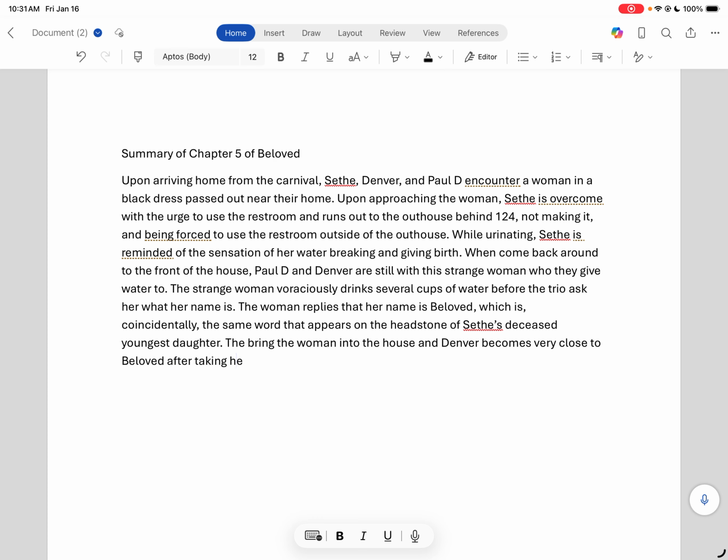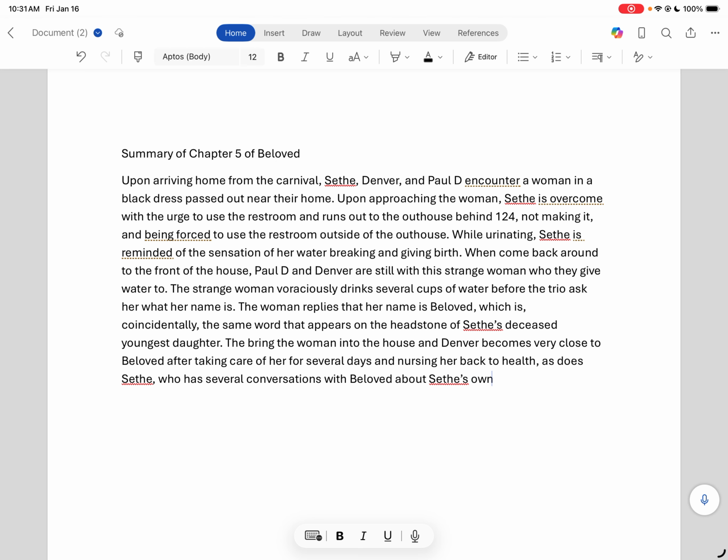After taking care of her for several days and nursing her back to health, as does Setha. Remember that Setha helps with that. She has several conversations with Beloved. Most of the conversations center around Setha's past. Okay, so I'm going to actually add that as a Setha who has several conversations with Beloved about Setha's own past.